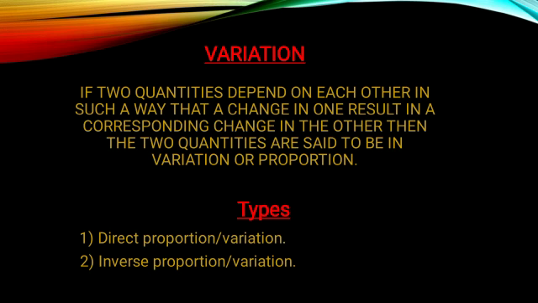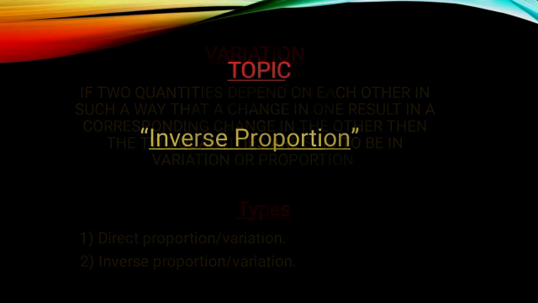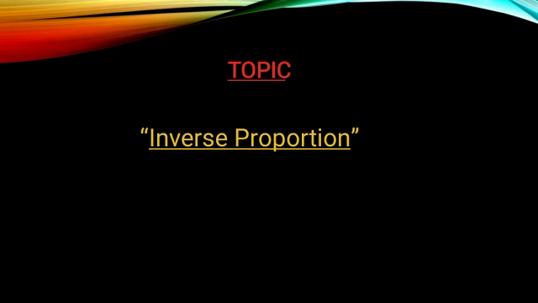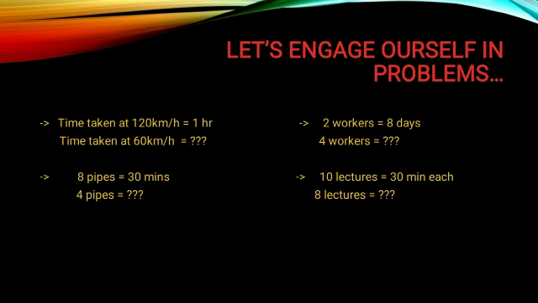Clear? Depending on the type, like last time I told you, we have divided variation into two parts. The first one is direct proportion, which we discussed in the last session, and the second one is what? Inverse proportion. So today we are going to discuss inverse proportion. Proportion means variation and variation means change. So if one quantity is increasing, the other one is decreasing, so the reverse is there.